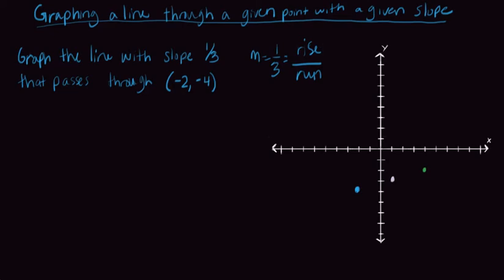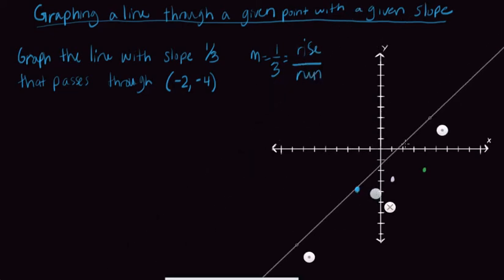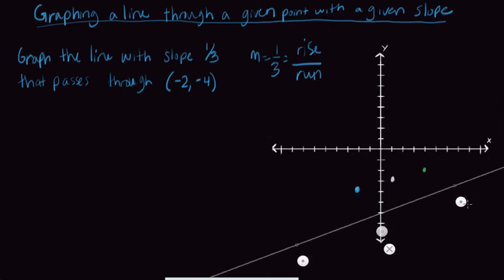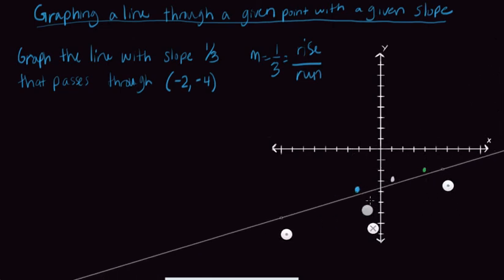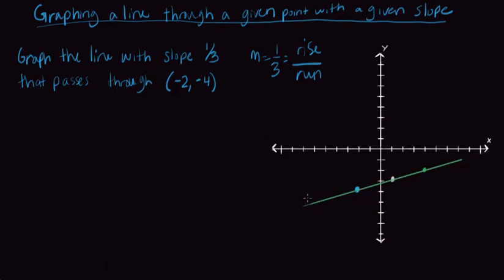Once you have at least 2 points on your line, you can graph it. And I'm going to use my ruler. You can just do the best you can, or if you have a ruler, by all means. And when we graph this line, that should do it.